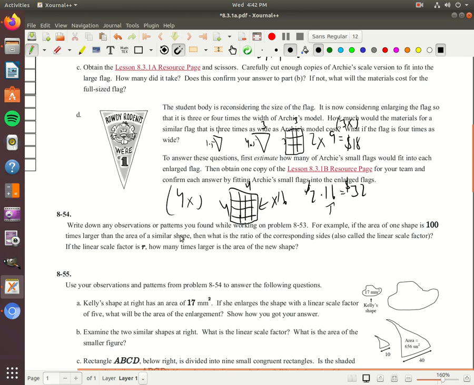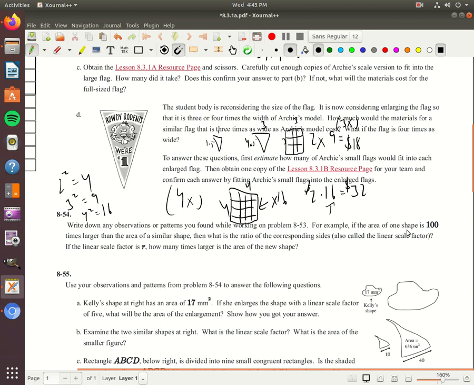So write down any observations you found while working through the problem. Again, hopefully we're okay with the idea that if we make it 2 times bigger, we're actually making it 4 times bigger. If we make it 3 times bigger, it's actually going to be 9. If it's 4 times, it's going to be 16, because we're squaring that, because it's growing in 2 directions. That's why we're squaring it.